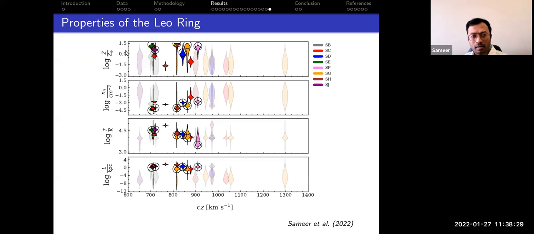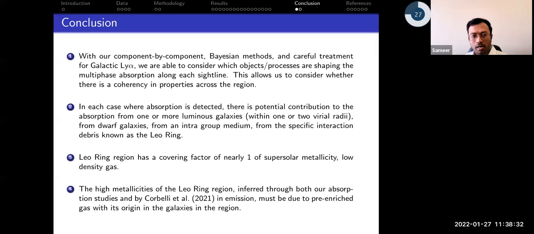That coherency is that they have solar or greater than solar metallicities. And in each case where the absorption is detected, there is a contribution from one or more luminous galaxies in those Leo ring associations. And in sightlines B, E, and J, it is more likely the intragroup medium and the specific interaction, which is the Leo ring. And as our results have shown, the Leo ring has a covering factor of nearly 1 of supersolar metallicity low density gas.